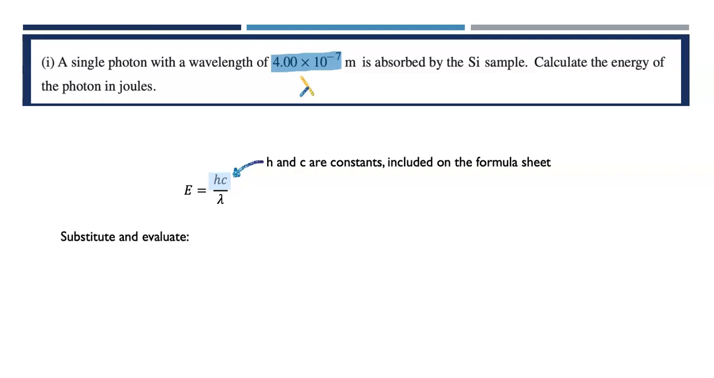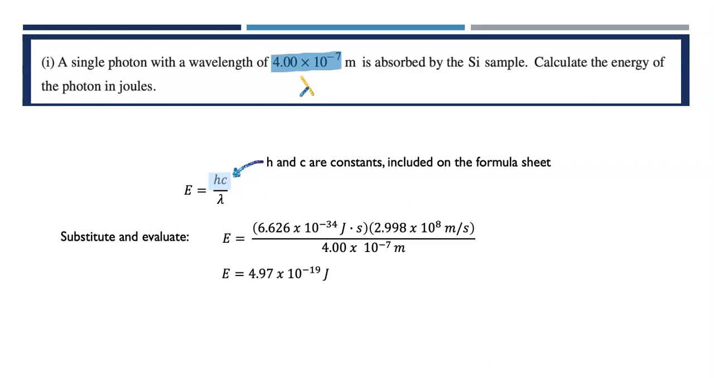I can at this point substitute and evaluate. I know h, I know c, I know lambda. I can put them in. I like to include all my units. I'm left with joules as my unit and I get an energy of 4.97 times 10 to the minus 19th joules. And this is what I needed to have for 1 point. I needed to show the work and have a correct answer to earn the point here.